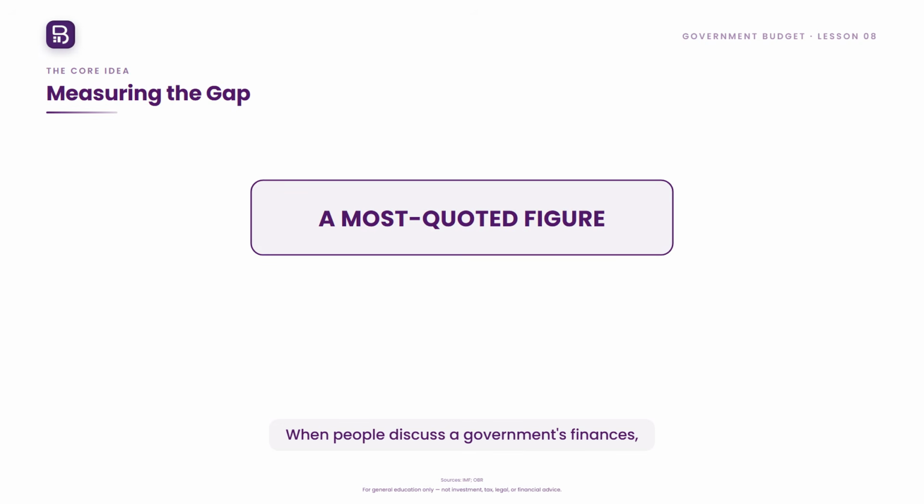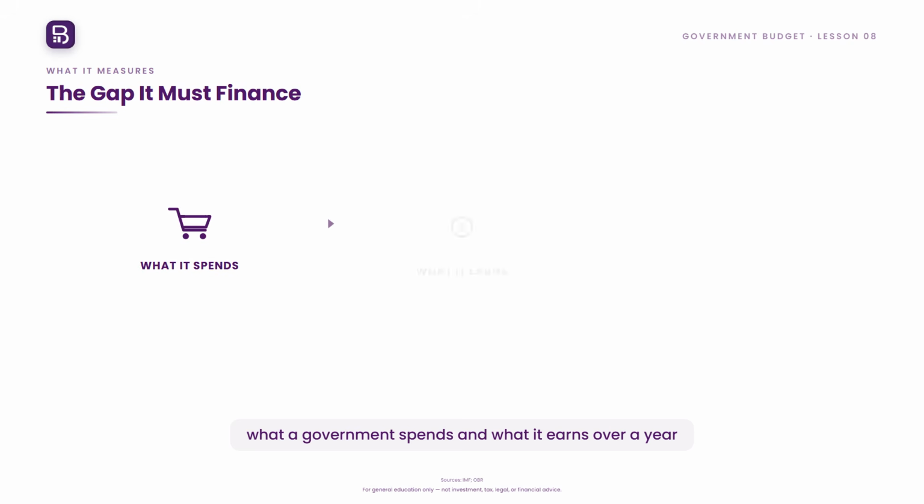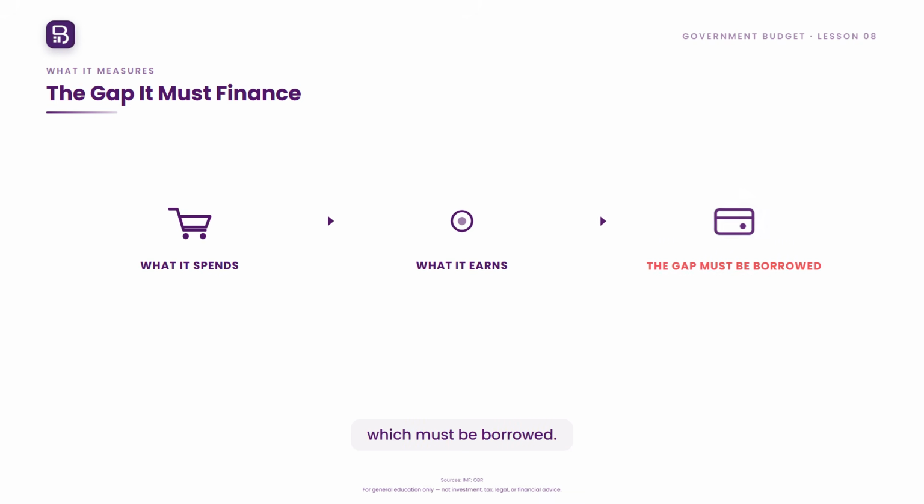When people discuss a government's finances, they often cite the fiscal deficit and express it in a particular way. Understanding this measure lets you interpret one of the most quoted figures in public finance. The fiscal deficit is essentially a measure of the gap between what a government spends and what it earns over a year, the amount by which spending exceeds revenue, which must be borrowed. It is another way of describing the budget deficit, focused on the overall shortfall the government must finance.